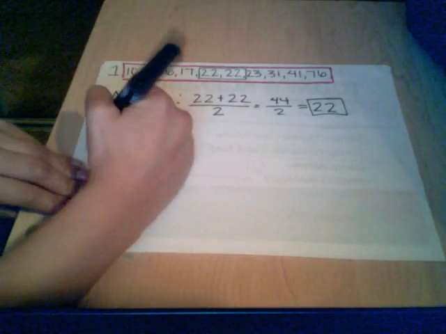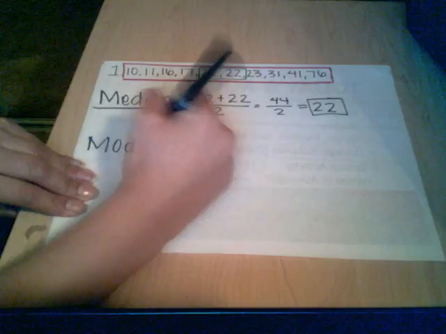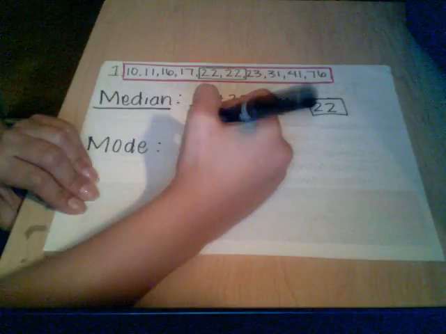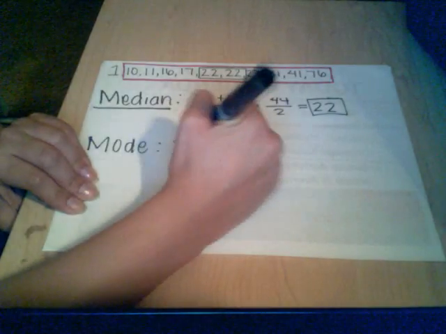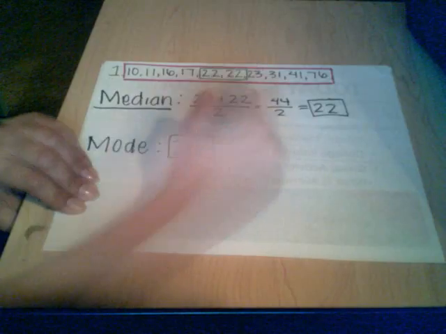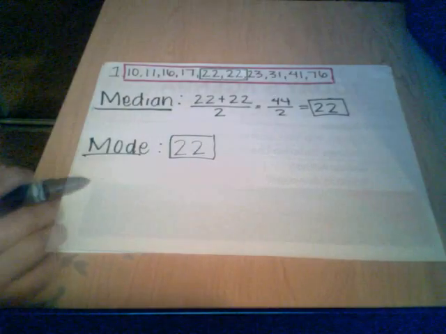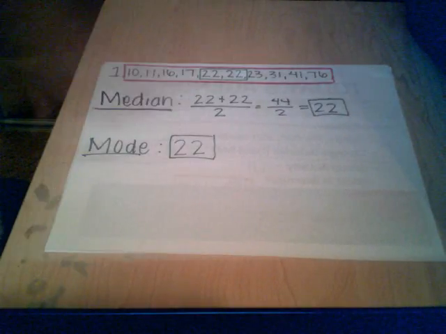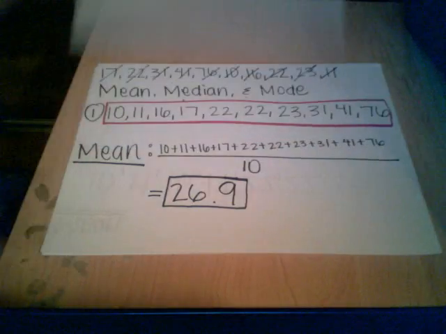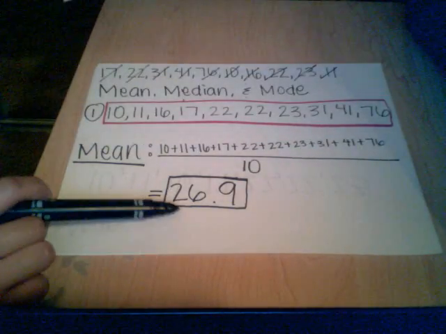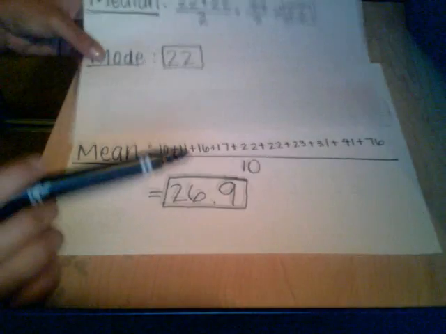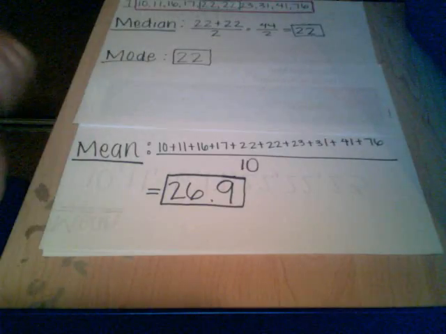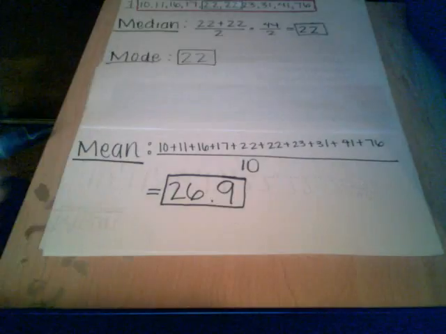And what is our mode? The repeated number. Okay, and the only repeated number that shows up is 22. So now take a look at the mean, median, and mode. Our mean was 26.9, our median was 22, and our mode was 22. Can you tell me a relationship that you can see or anything that strikes you?